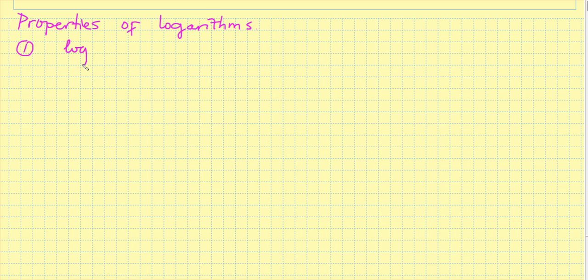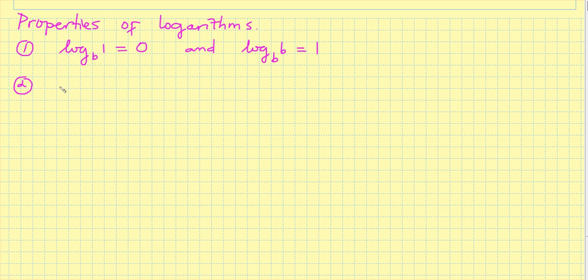If we have log of base b of 1, it's always equal to 0. And if we take log base b of b, then it's always equal to 1. So that would be property number 1. Let's move on to property number 2.